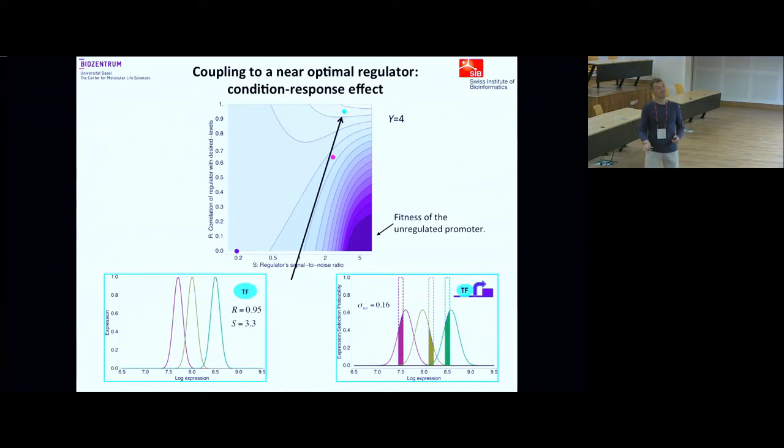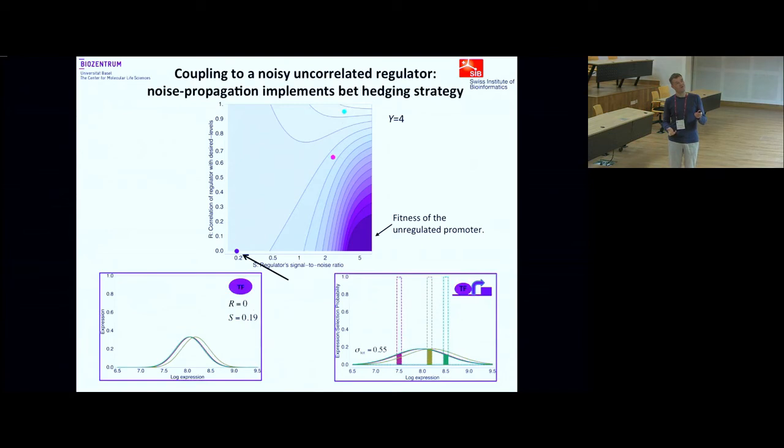However, if you go over here, I have a regulator that has no correlation whatsoever with the desired levels across environments, but it's a very noisy regulator. So what it will do is essentially broaden the distribution of the target levels and implement this bet hedging scenario. But that's already a lot better than no regulation. So in this scenario, you also get an increase in fitness by coupling the regulator to the target promoter. But here it's coming entirely from noise propagation and not from the condition response.